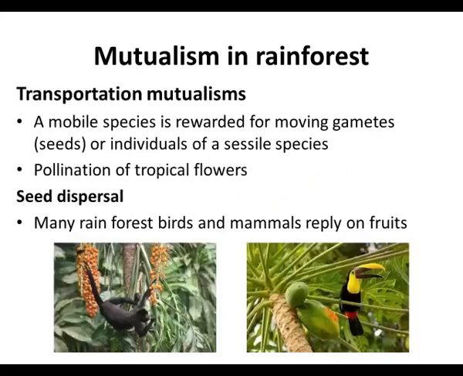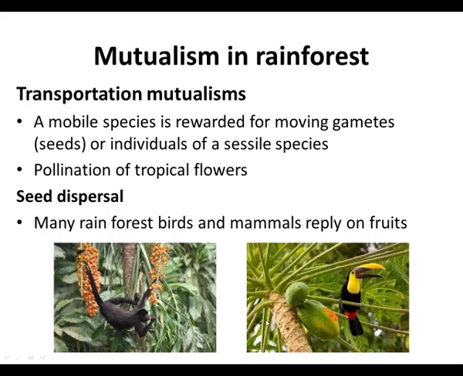Another example of mutualism would be transportation mutualism. In this case, a mobile species like this bird, a toucan, and also another mobile species, a spider monkey, are rewarded for moving gametes. Gametes are things like seeds or individuals of a sessile species. A sessile species is a species that cannot move, like plants.